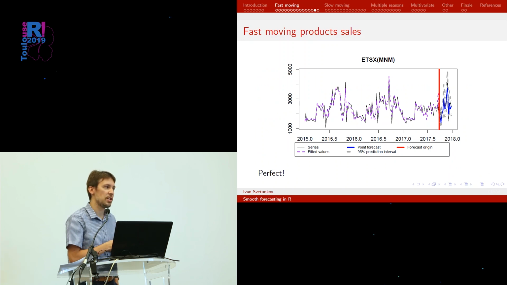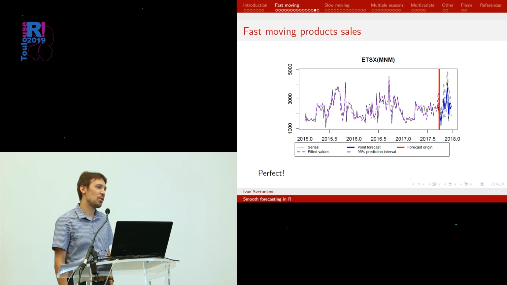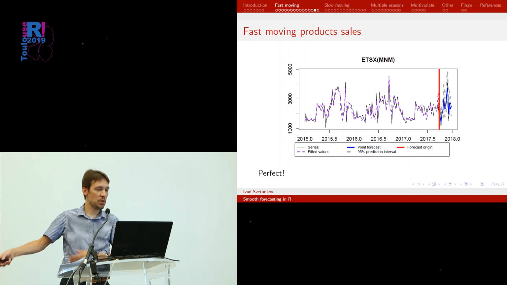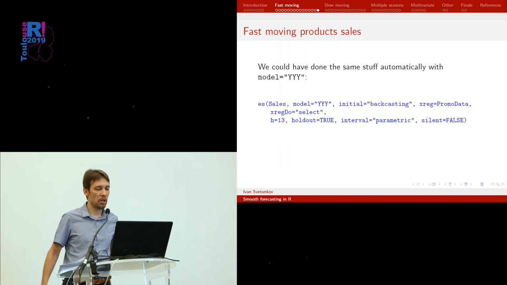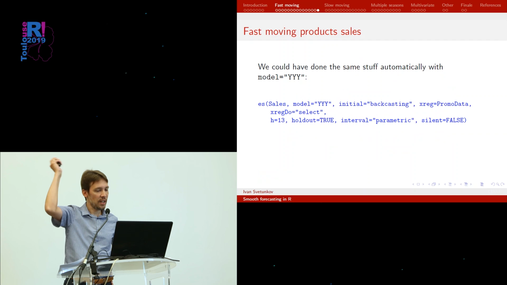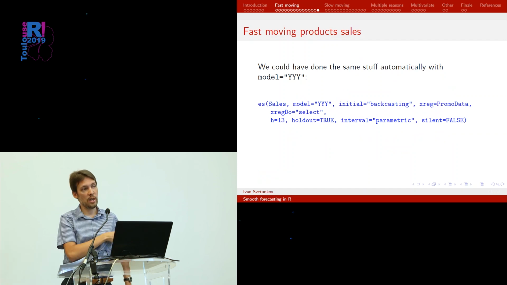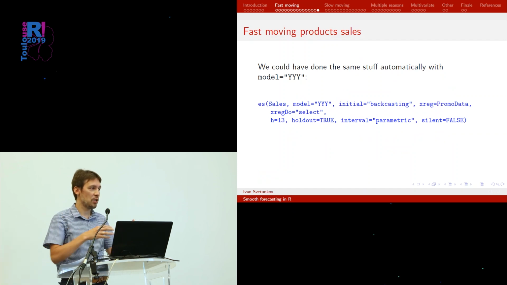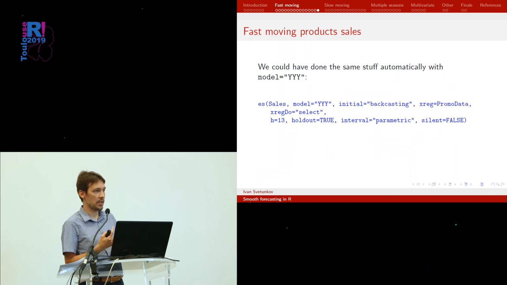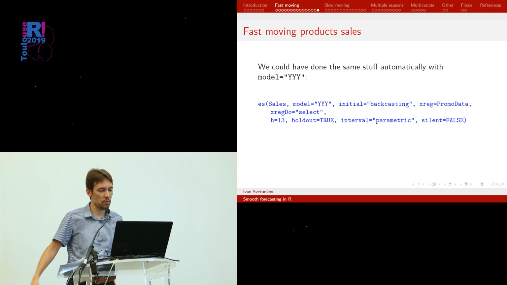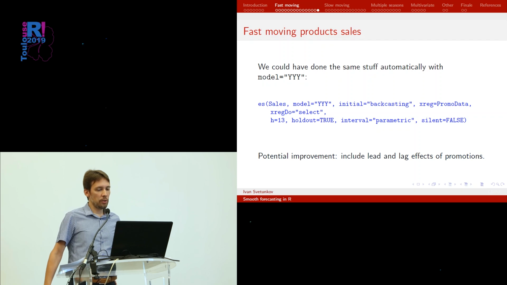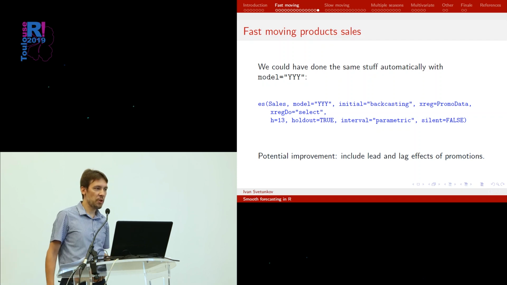So I say here perfect on this slide, which is actually not true, because we could also include lags and leads. When we're talking about promotions, people tend to buy during the promotion, but then when the promotion ends, the sales will go down. But this is something for potential future improvement. We could have done all of that, not stepwise, but with just one line and with YYY here. YYY means that the function will select only between the pure multiplicative models. And in case of promotions, this is usually one of the things that we tend to use. So yes, include leads and lags. This is the first example.